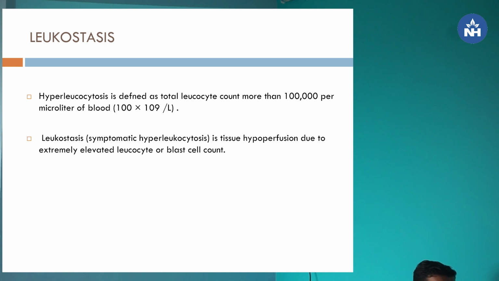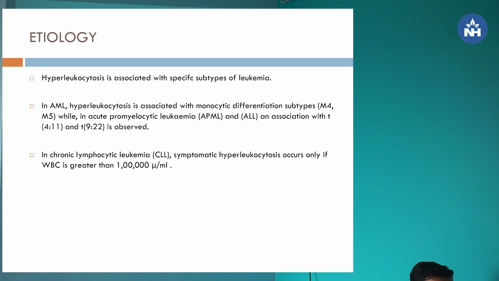Leukostasis or symptomatic hyperleukocytosis is tissue hypoperfusion due to extremely elevated leukocyte count or blast cell count. Etiology: hyperleukocytosis is associated with specific subtypes of leukemia. In AML, hyperleukocytosis is associated with monocytic differentiation types M4, M5, whereas in APML and ALL, an association with t(14;11) and t(19;22) is observed. In CLL, symptomatic hyperleukocytosis occurs only if WBC count is greater than 1 lakh.